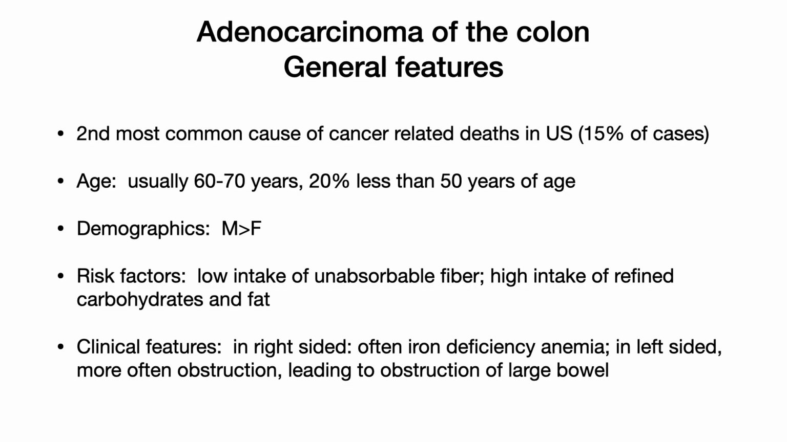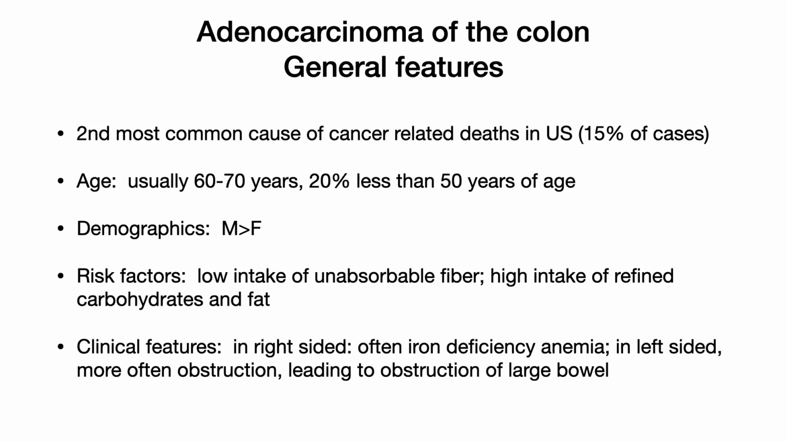So adenocarcinoma of the colon, it's the second most common cause of cancer-related deaths in the United States, outside of lung cancer. Usually it's seen in older populations, but 20% are less than 50 years of age. And remember, 50 years of age, I don't know if it's changed to 45 now, is about when people start getting their screening colonoscopy. So it's very important to consider because it does occur in a younger age. Usually male greater than female. It's from basically a low fiber, high fat, high refined carbohydrate diet.